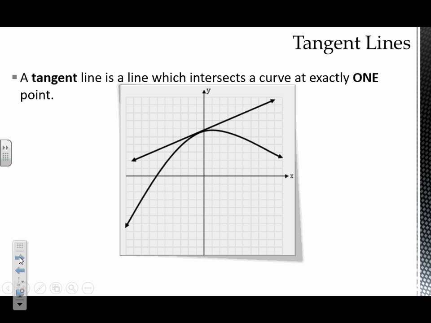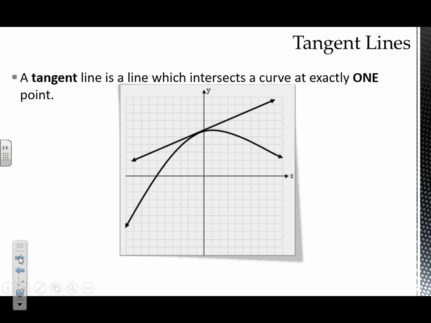One of the synonyms for our derivative is the instantaneous rate of change. Okay, we can talk about rate of change on a line, right? And we have a constant rate of change if we have a line. But if we're talking about curves, our rate of change is different at each point. So the derivative describes the instantaneous rate of change for a curve.